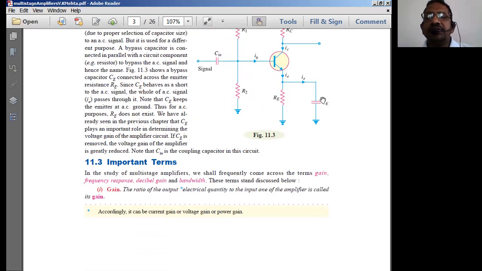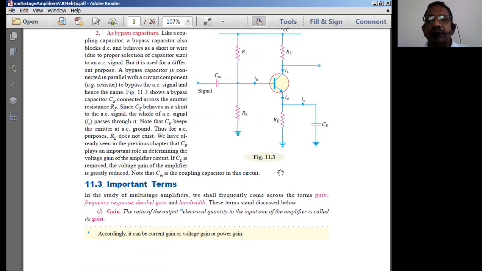Bypass capacitors are normally used to get the gain of the amplifier. That means in order to get more AC gain, we normally use the bypass capacitors. If you don't use this bypass capacitor, the AC gain becomes simply zero. So because of this capacitor CE, what happens? The AC signal simply goes through the capacitor completely. For AC, a capacitor acts like a short circuit. For DC signal, a capacitor acts like an open circuit.